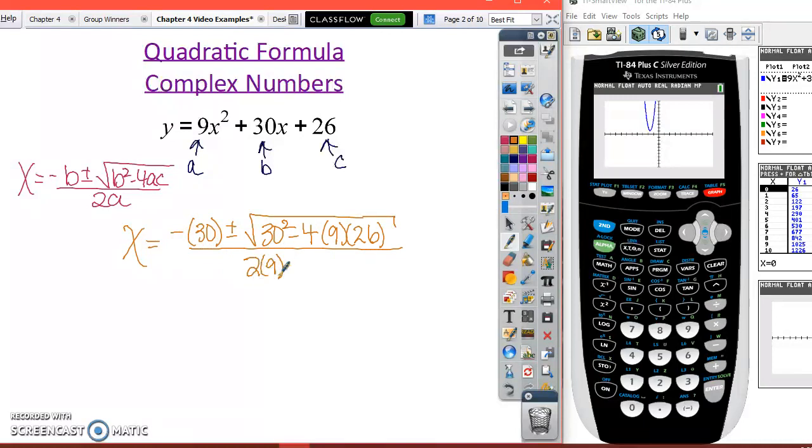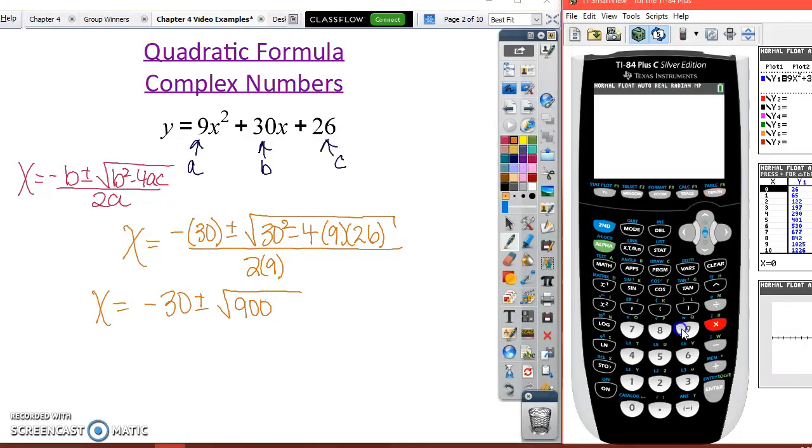Now, I would try to avoid typing everything into your calculator at this point. That's where a lot of small errors come up. And so I'm going to go step by step, and that's a negative 30. 30 squared is going to give us 900. And then 4 times 9 times 26 is going to give us 936.